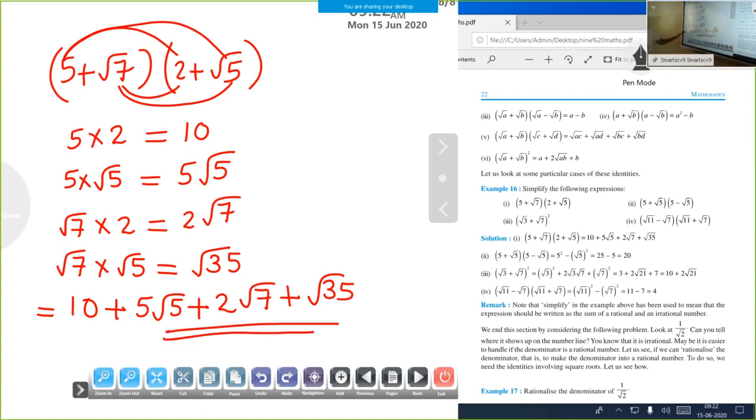Here there are no like terms. 10 only there. 5 root 5, there is no other 5 root 5. 2 root 7, root 35. So this is our final answer. Open the bracket by multiplying with each term. So this is our answer. One more question like that.